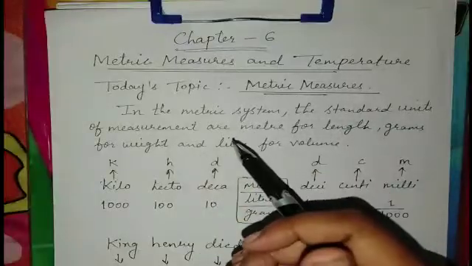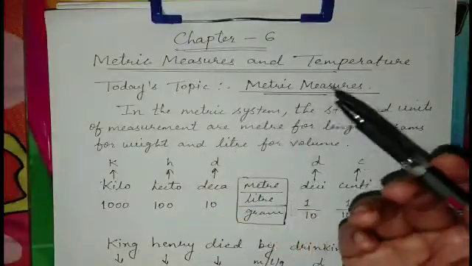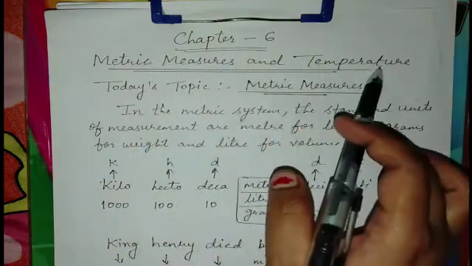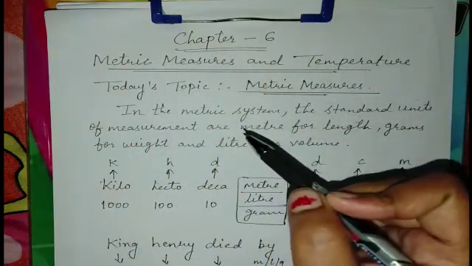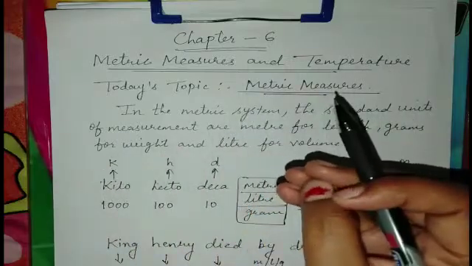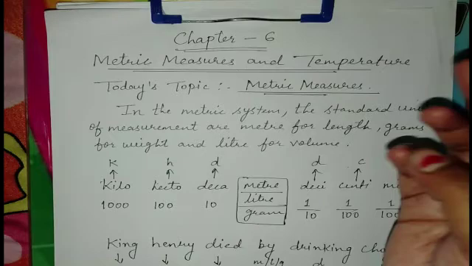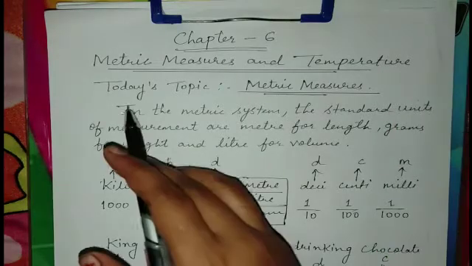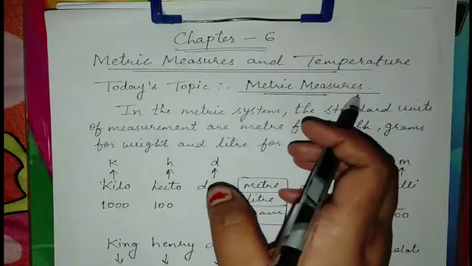Good morning, children. Today we are going to start a new chapter, metric measures and temperature. In this chapter we are going to learn about metric measures, that are meters, grams and liters. We can call them standard measuring units. So today's topic is metric measures.